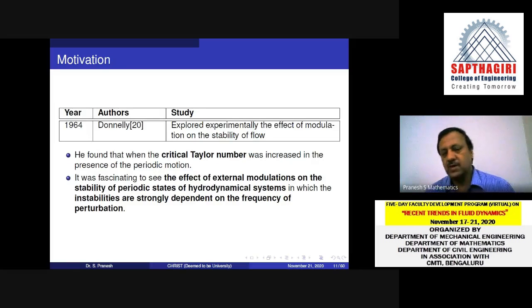The first person to use this modulation is Donnelly. In his experiment, in 1964, when he was experimenting with the flow of fluid between two cylinders, he used this modulation term here. Then, motivated by his work, many people followed; Venezian is the next person who used modulation theoretically, in different formats here. Okay, so it has come to be that external modulation of the stability is very important, and it is one of the effective ways of controlling the convection here.